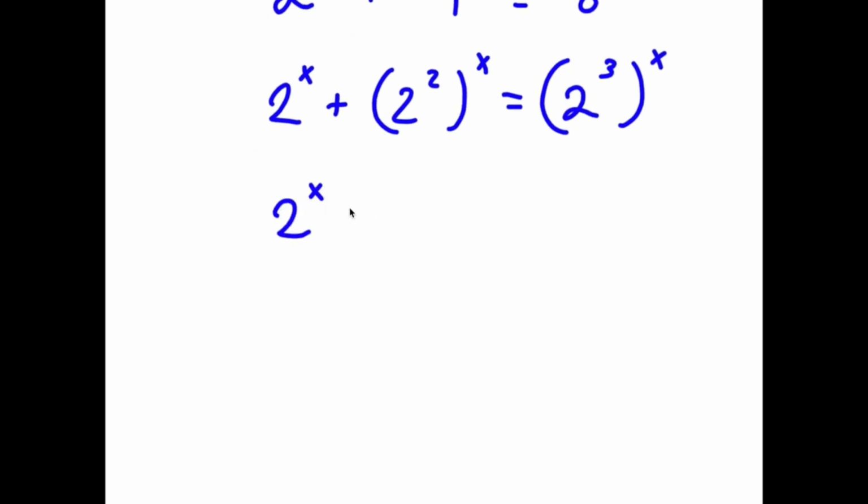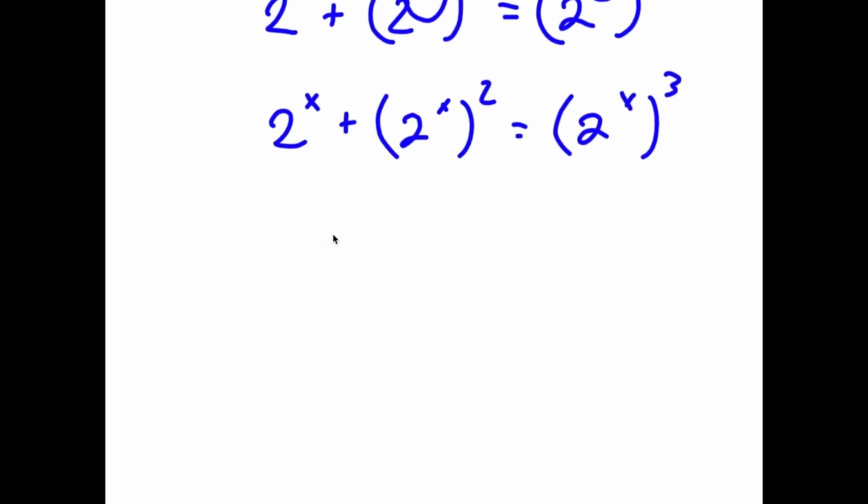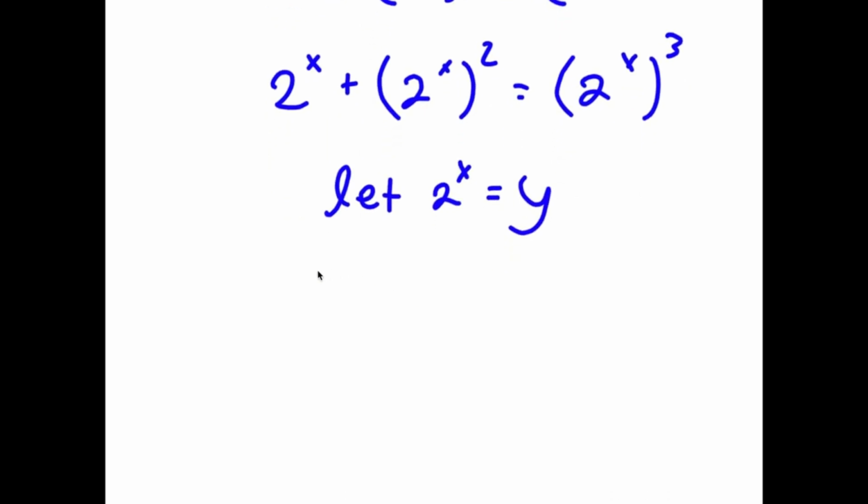Now I'm going to rewrite this as 2 to the power of x plus 2 to the power of x to the power of 2 is equal to 2 to the power of x to the power of 3. So all I did was I switched the places of these two exponents. Now I'm going to let 2 to the power of x equal to the variable y. So now I have y plus y squared is equal to y to the power of 3.